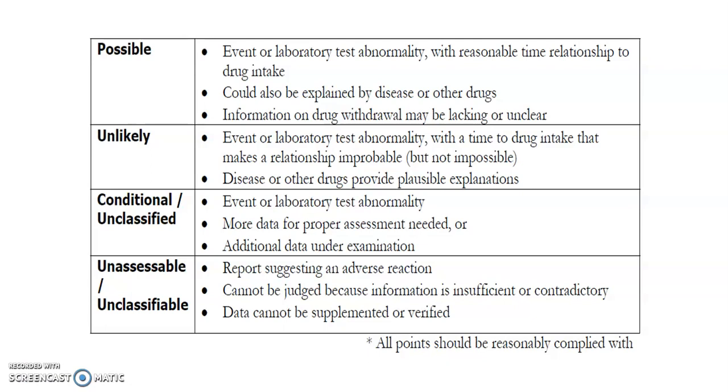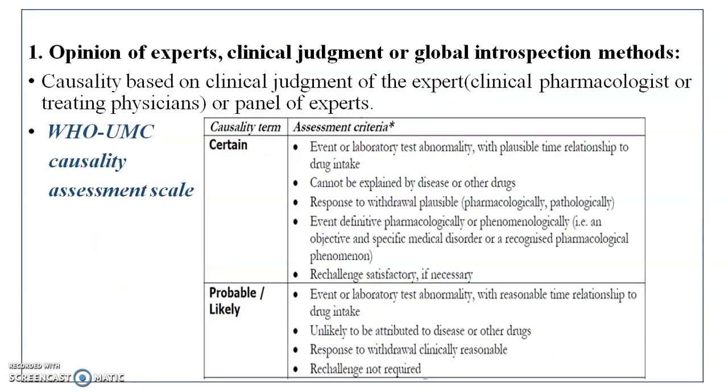These are the different categories used to assess causality. In case of certain, the assessment criteria go like this: whether the particular event or laboratory test abnormality is there, whether there is a plausible time relationship between the event and drug intake which cannot be explained by the disease or other drugs, whether the response to withdrawal is plausible when the drug is withdrawn, whether the event is pharmacologically or phenomenologically explained, and whether re-challenge is satisfactory or necessary once the drug is given. The same applies in case of probable.